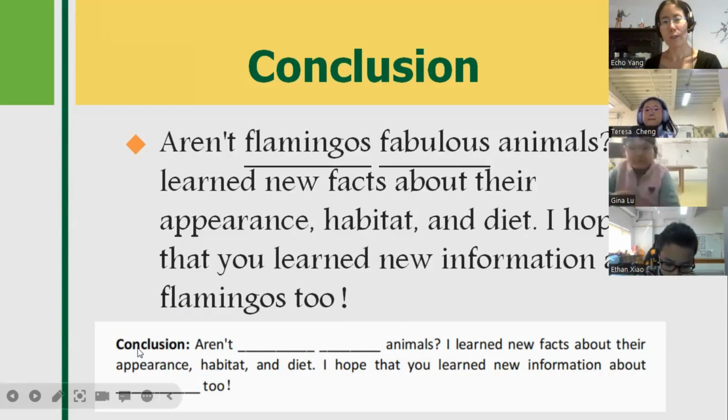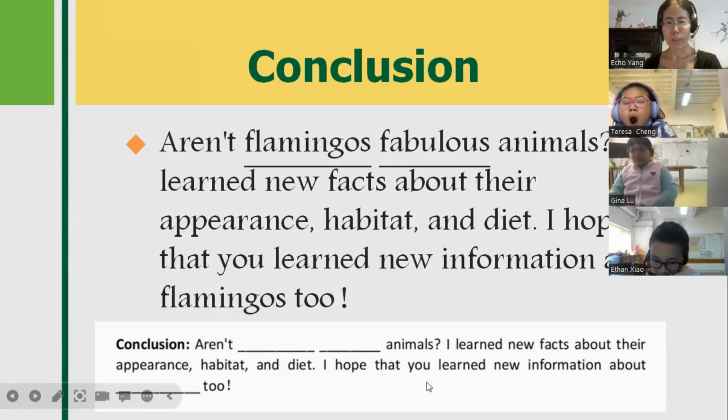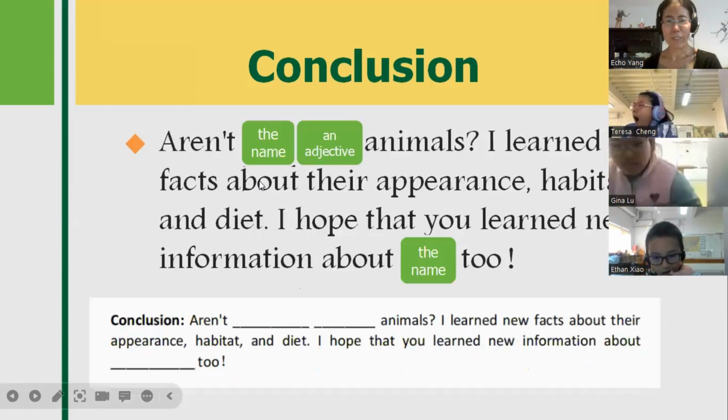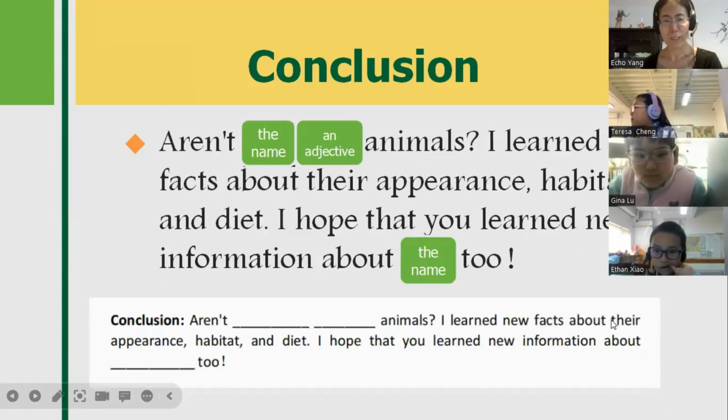So you can also use this format. You can include the name of your animal and then an adjective, like "Flamingos, Fabulous Animals." And then, I hope you learned new information about the name of the animal too. So you can use this format. So remember, the conclusion is to sum up and to call to action.